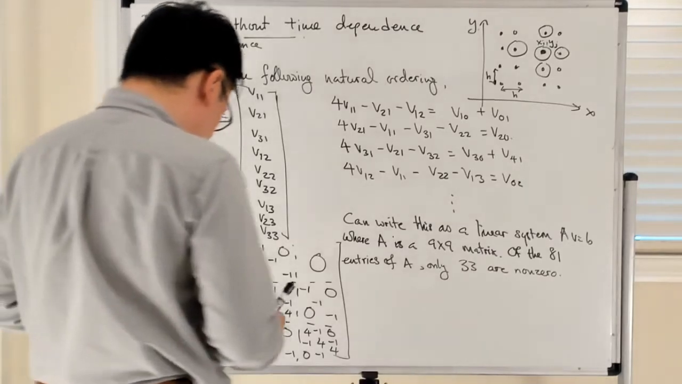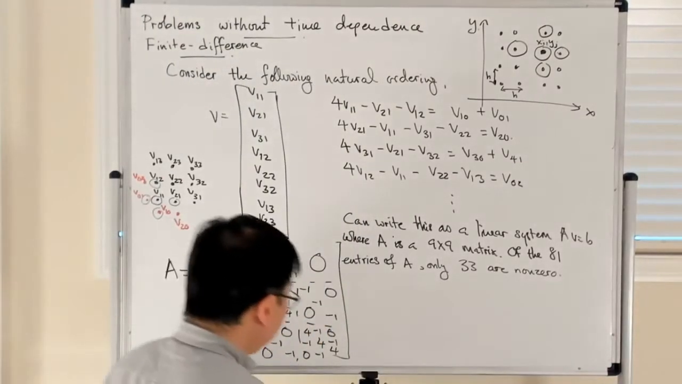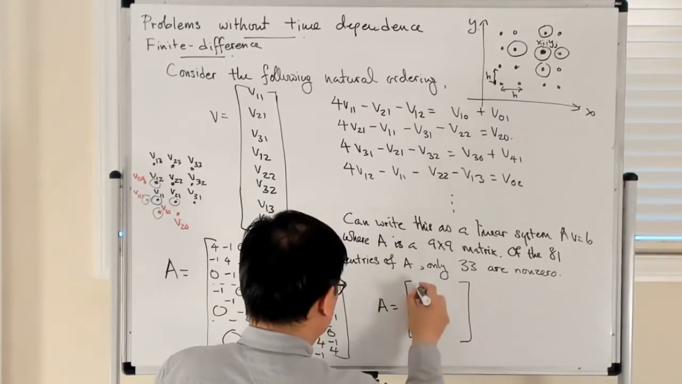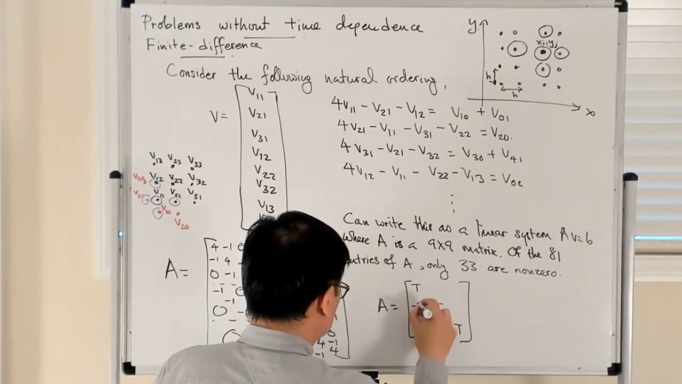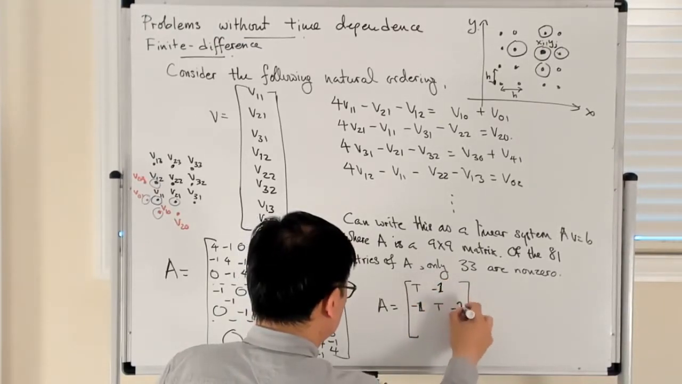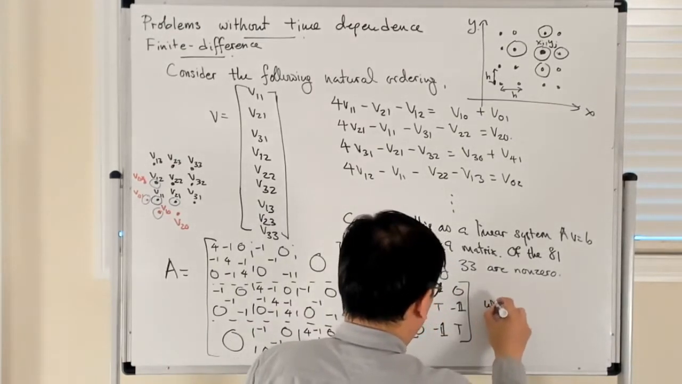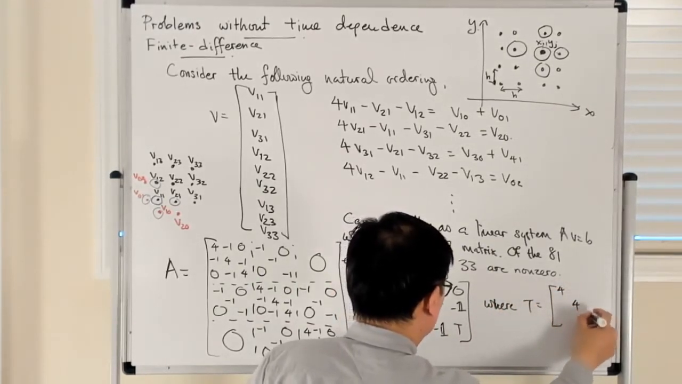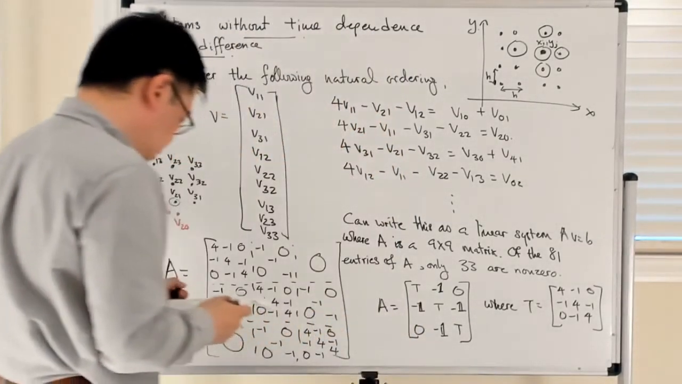So I can write this in some notation. I can write A in this blocked form as T, T, T along the diagonal, minus the identity, minus identity, minus identity, minus identity, 0, and 0, where T obviously is just 4, 4, 4, minus 1, minus 1, minus 1, minus 1, and 0, 0 here.